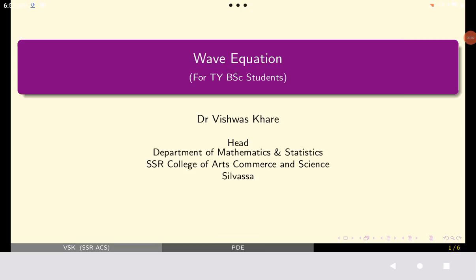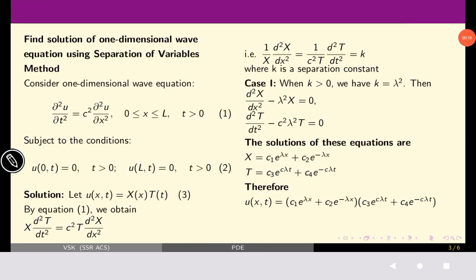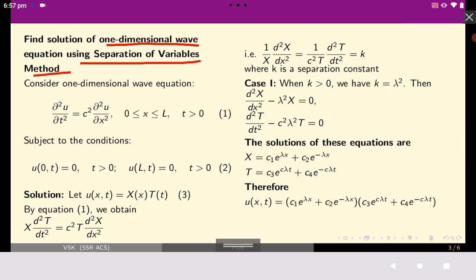The topic of this lecture is the wave equation. We'll cover the one-dimensional wave equation in this lecture. We'll find the solution. So let us see the problem. Find the solution of the one-dimensional wave equation using the separation of variables method.